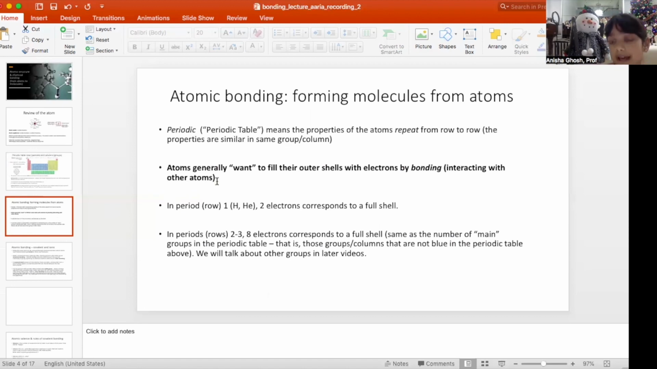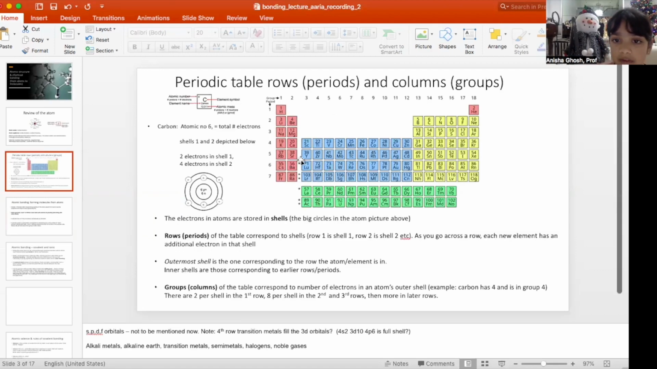So usually 8 electrons. Over here, these are our 8 main groups. In these, 8 electrons usually corresponds to a full outer shell. Actually, in all of the main columns, I believe.